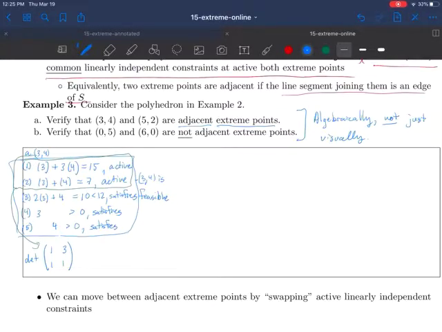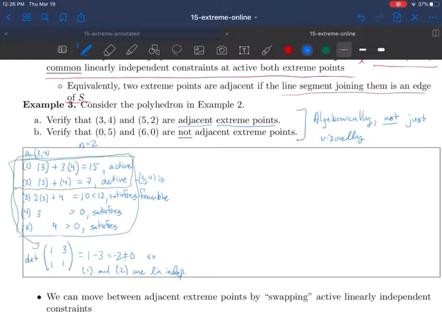I can now calculate the determinant, which is 1 times 1 minus 3, which equals minus 2, which is not equal to 0. So I already have the solution, right? It's (3, 4). I know it's active at 2 constraints, and I know they are linearly independent. So constraints 1 and 2 are linearly independent. The 2 active constraints are linearly independent. n equals 2 here.